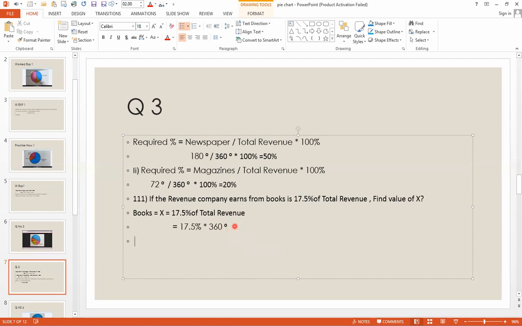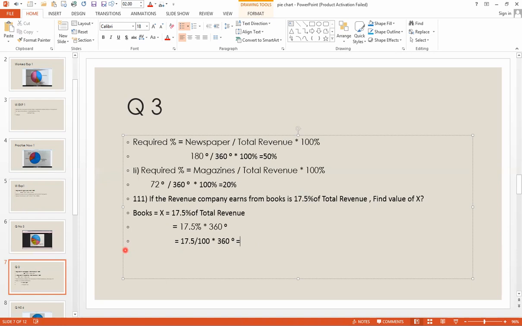Now we move towards the second portion of this question. Here you have to write 17.5. For percentage, we don't want to put the sign of percentage. You know what is the meaning of percentage? It means out of 100. So instead of putting this sign, I write what percentage means: percentage means out of 100. So I write here 17.5 out of 100, and then I multiply it by 360 degree. Now I think it becomes very easy.